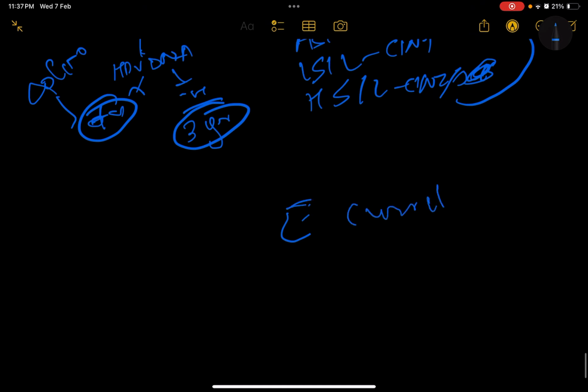Endocurettage, if your transformation zone is type 2 or 3. I'm not going to explain any of that. When do you not do it? You do not do it in a pregnant female, for obvious reasons. Endocervical curettage can be done as a conization procedure. Take a cone.